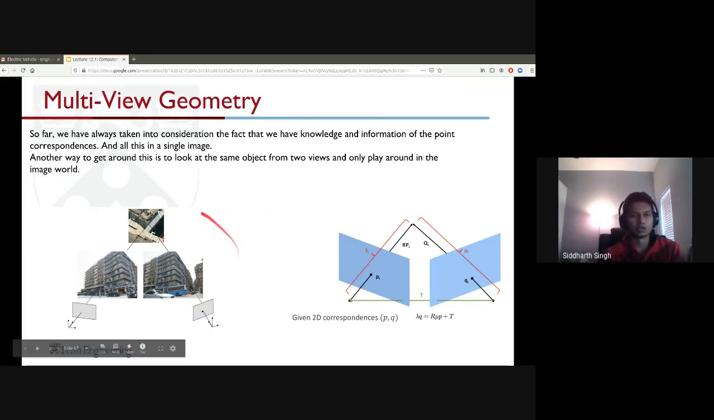Let's represent this in a schematic such as this. One of my cameras is here, one of my cameras is here. The image plane for this camera is this one, the image plane for this camera is this one, and we are looking at one single point here.